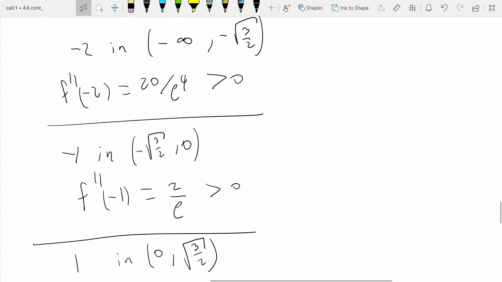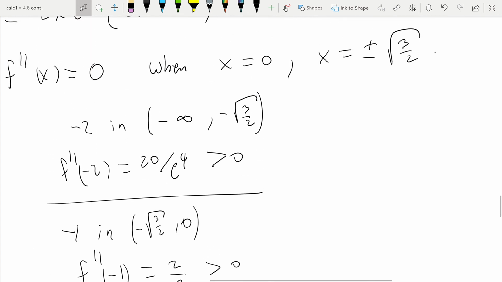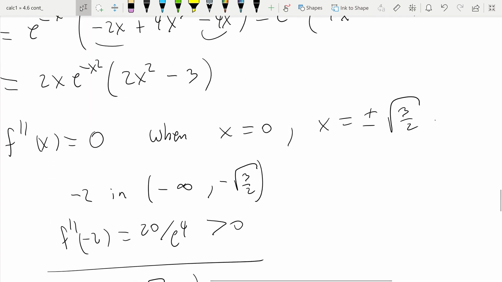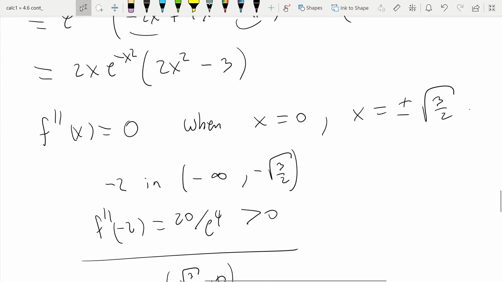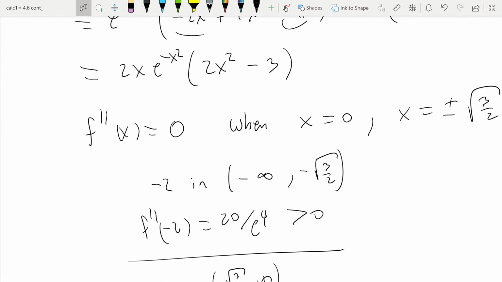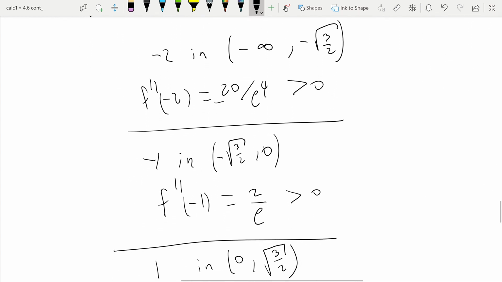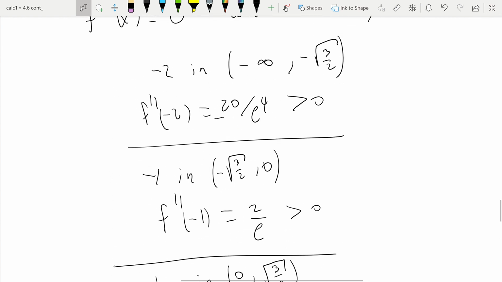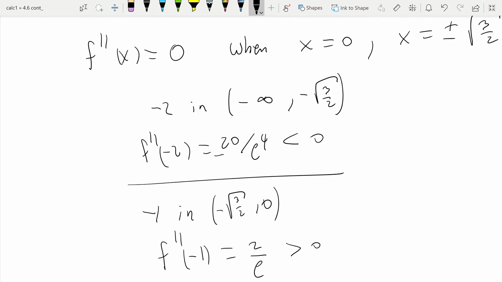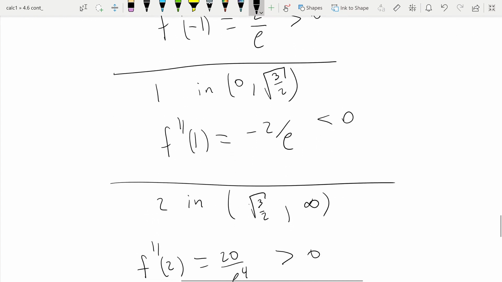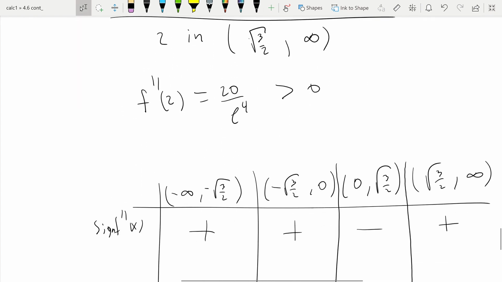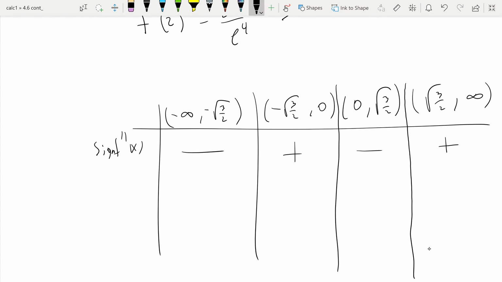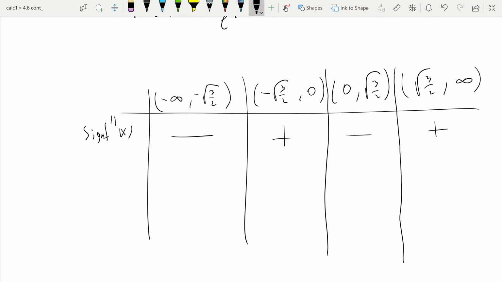F double prime at minus 2 is 20 over e to the 4th. Well, in fact, it is minus 20 over e to the 4th. Now that I think about it, so sorry about that, because the x here is negative. The rest is going to be positive, so it's going to be minus 20 over e to the 4th. So that changes this, so that becomes minus, this is less than 0. Oh, everything else is fine. Okay, so this is fine. So this changes here.